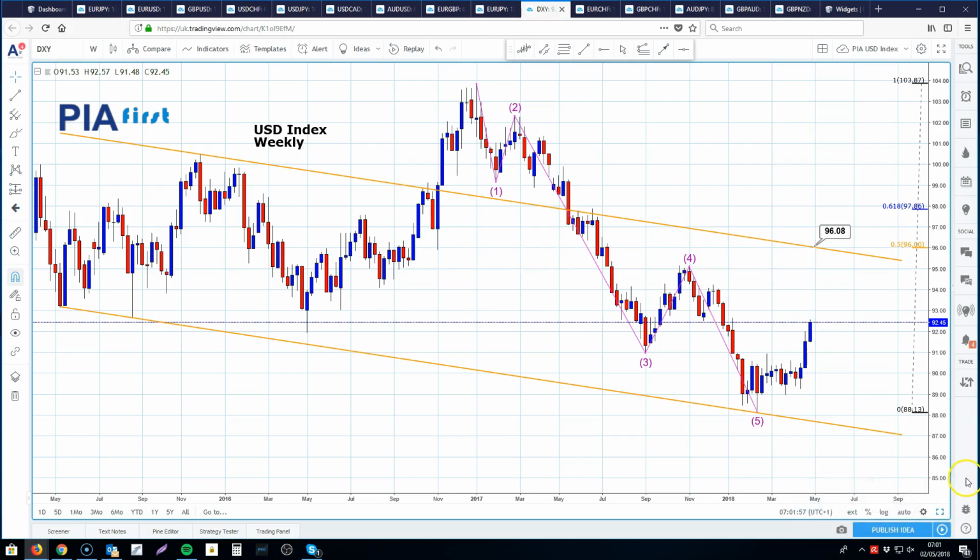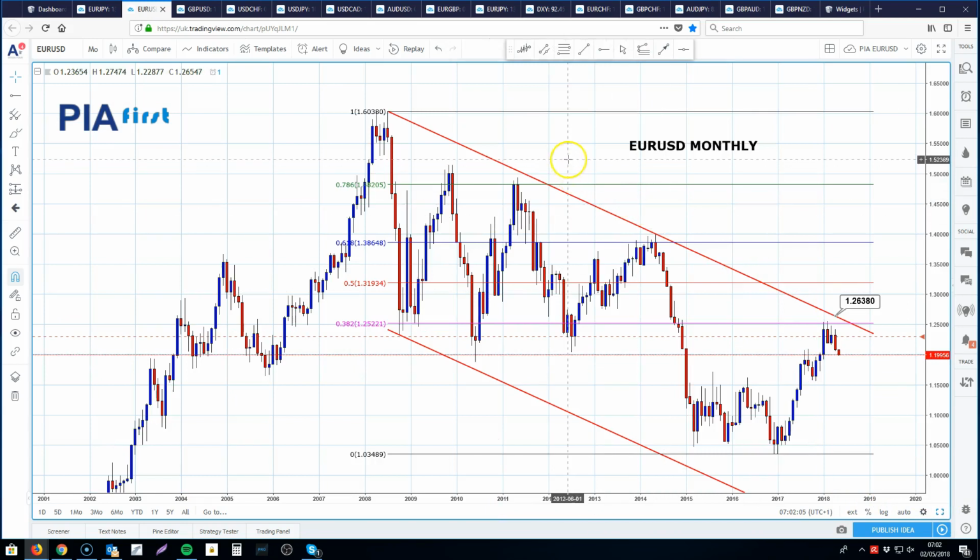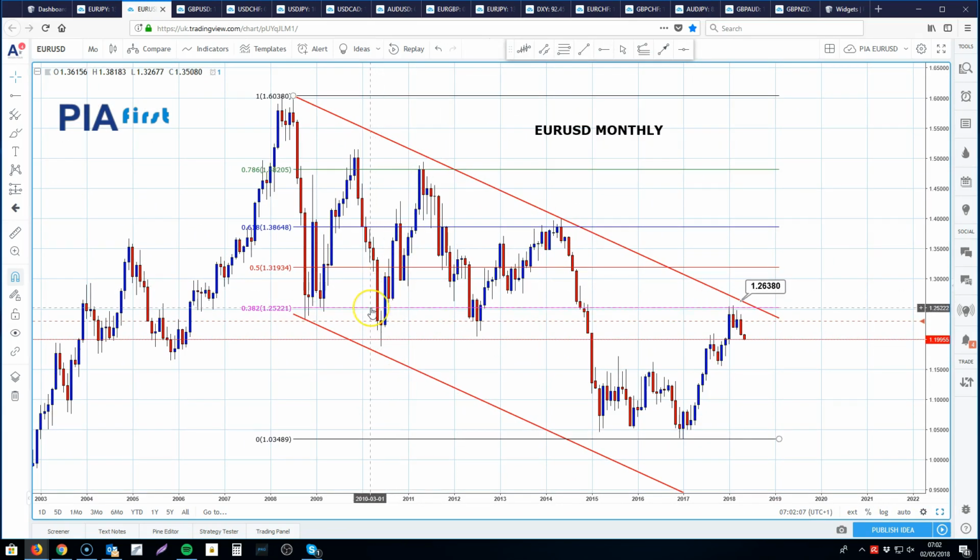So reflecting that bias back onto euro dollar, we should be looking at selling into rallies. So quickly breaking down the time frames. Monthly chart, we've reversed at the 38.2% pullback level of 125.22.